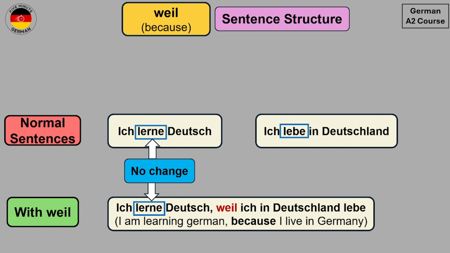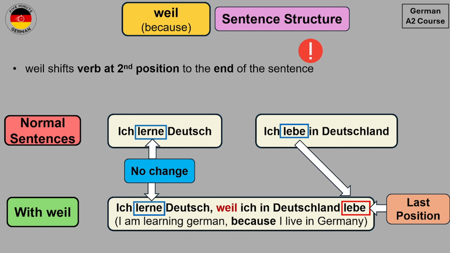But when we connect the two sentences using weil, then the verb goes to the last position. So this is a very important point that you have to keep in mind when you use weil, and that is that weil shifts the verb at the second position to the end of the sentence. And when you connect two sentences using weil, then you also have to add a comma before weil.